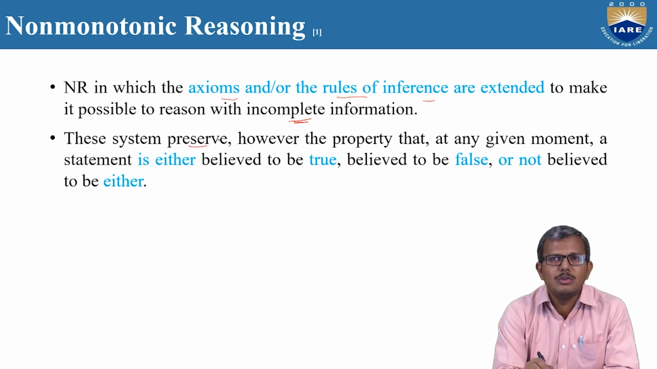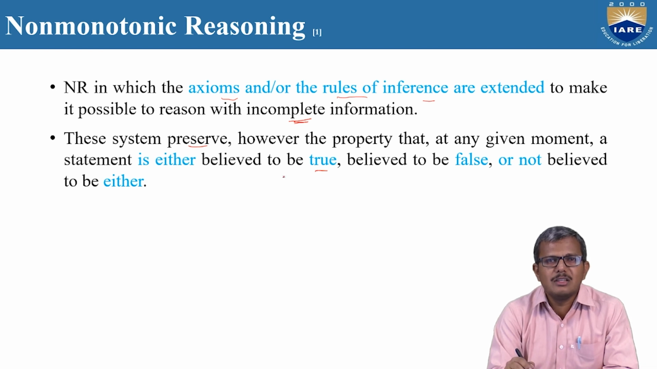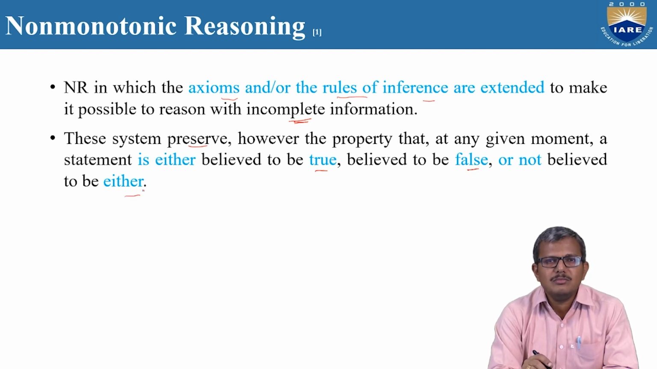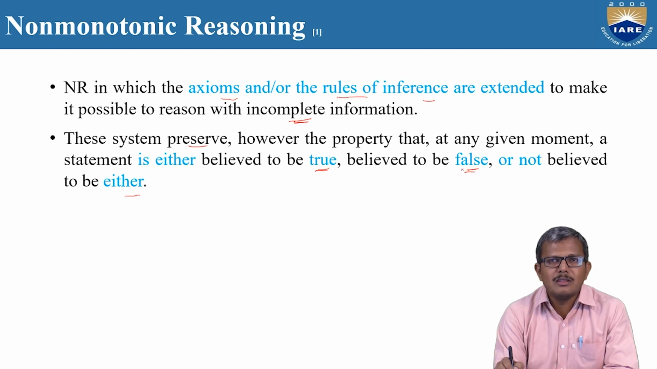These systems preserve the property that whatever evidence has been given or observed is believed to be true. It can be either true or false. So we will get to a certain kind of conclusion. In the earlier case it may be true, and after adding some information it may be false. So these systems preserve this property. What is that? The additional information may be believed to be true, or it may be believed to be false, or it may be either case.